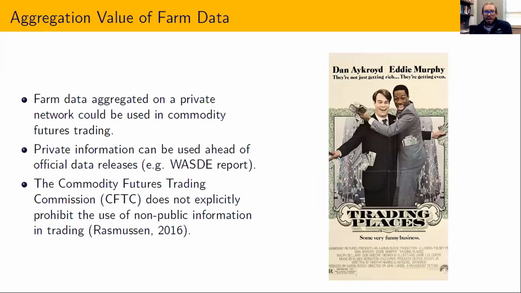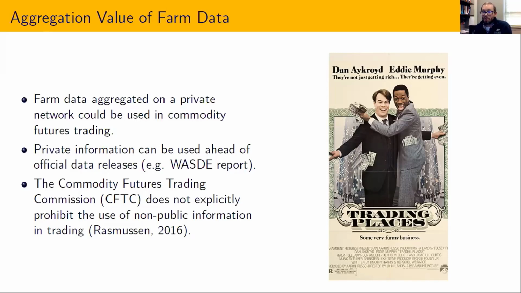You could also generate value by informing commodity trading decisions. I've got a picture here of Trading Places, the classic Dan Aykroyd, Eddie Murphy movie. The plot in that movie is these bad guys are going to intercept information about the frozen juice concentrate market before USDA releases official estimates. They're going to use that insider information to basically corner the market on frozen orange juice.